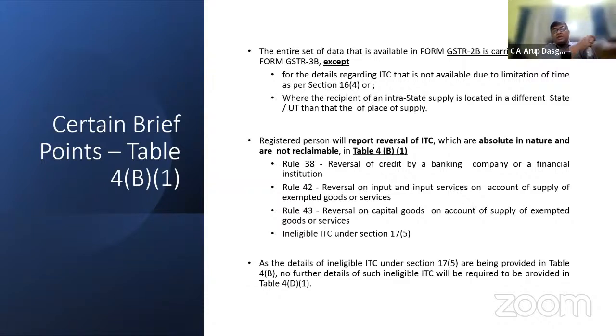So all this ITC, what we did is in the all other ITC column, from there we used to deduct all this and show the net ITC. But now we have to show the all other ITC in the ITC column and the ITC under section 17.5 that has to be deducted under permanent reversal, also known as table 4B1. Okay. So after this, what is temporary reversal?